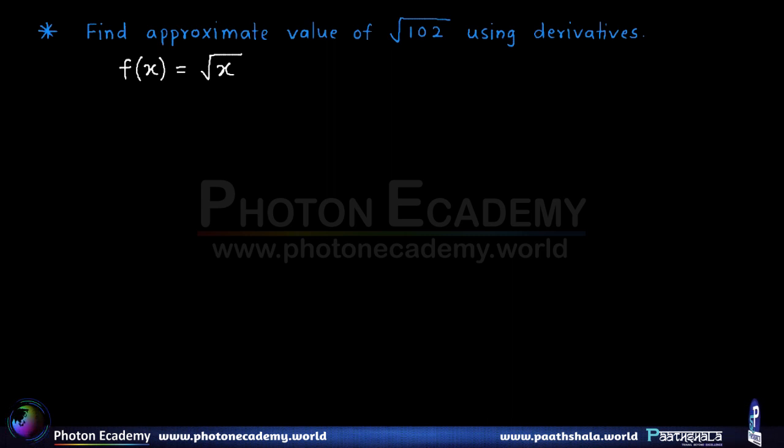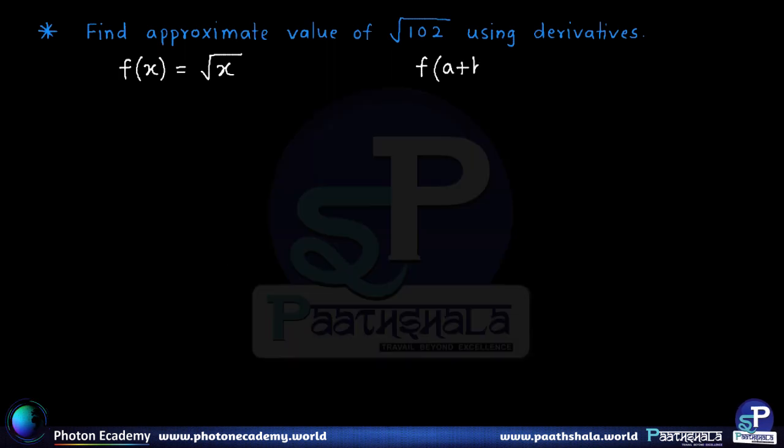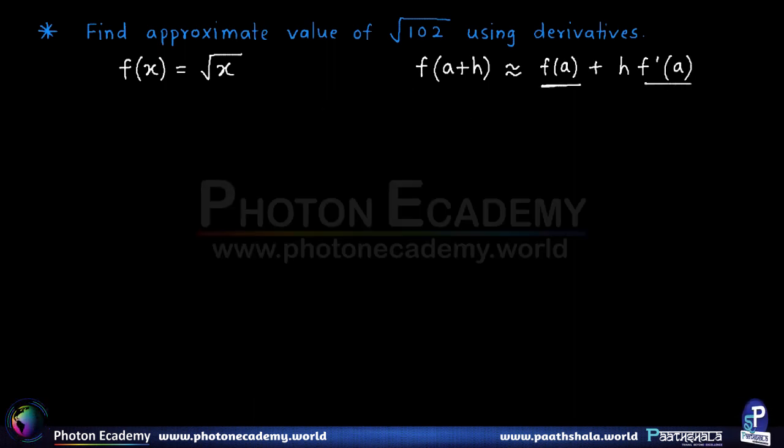Now let me write here the expression for approximation which we had derived earlier. We know that f of a plus h is approximately equal to f of a plus h times f dash of a, right. So you see that we are going to need the function as well as its derivative in evaluation.